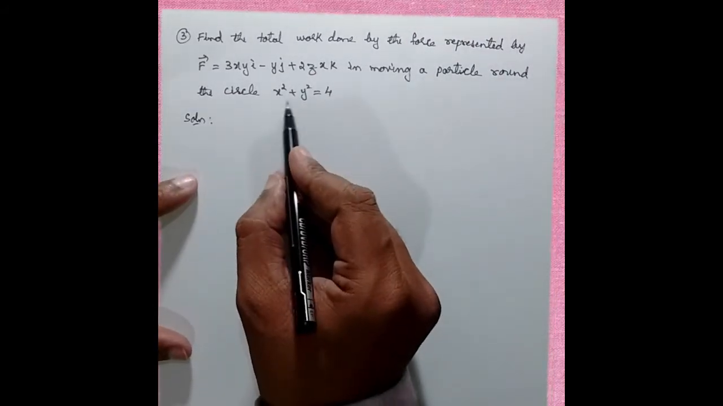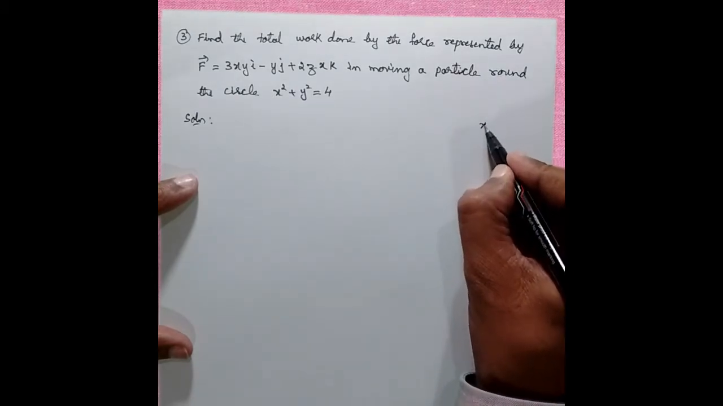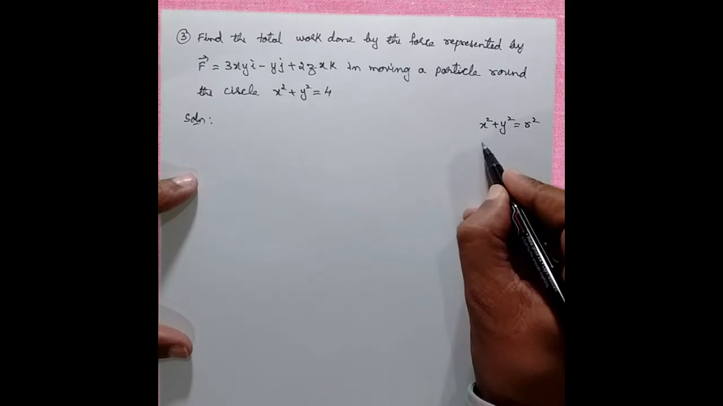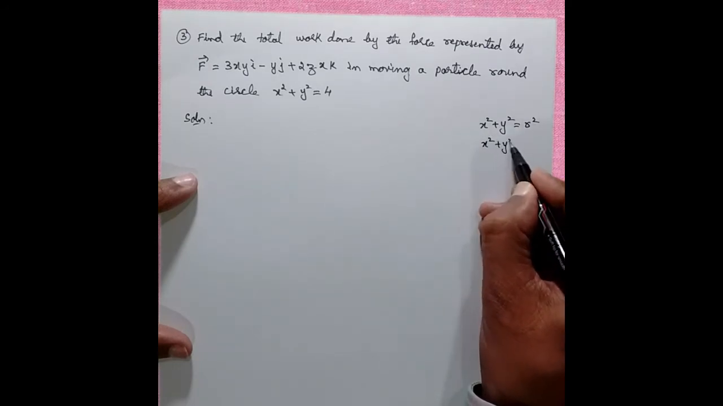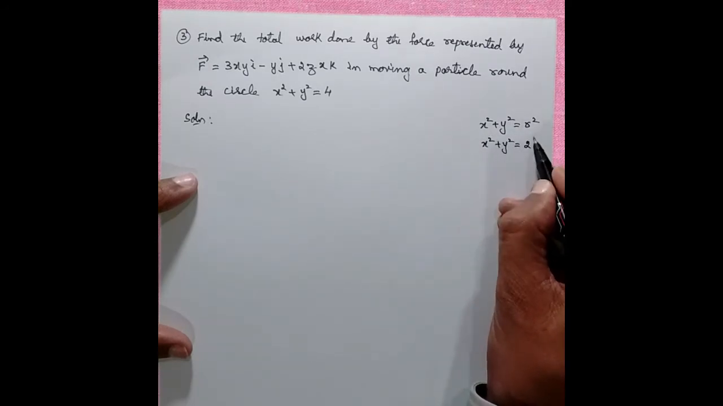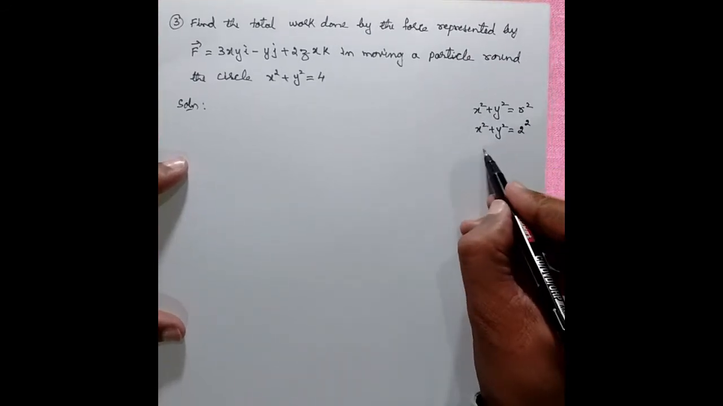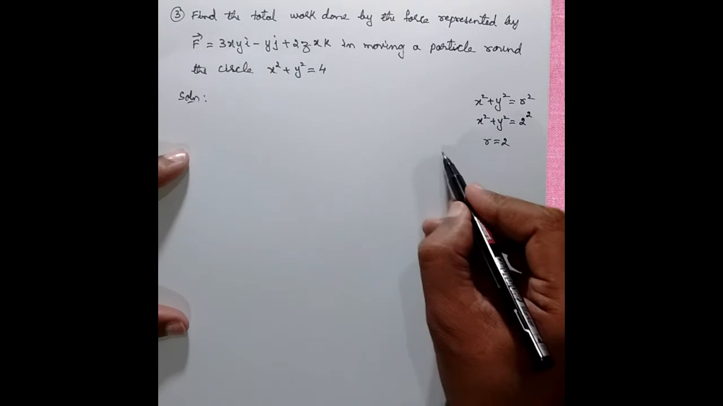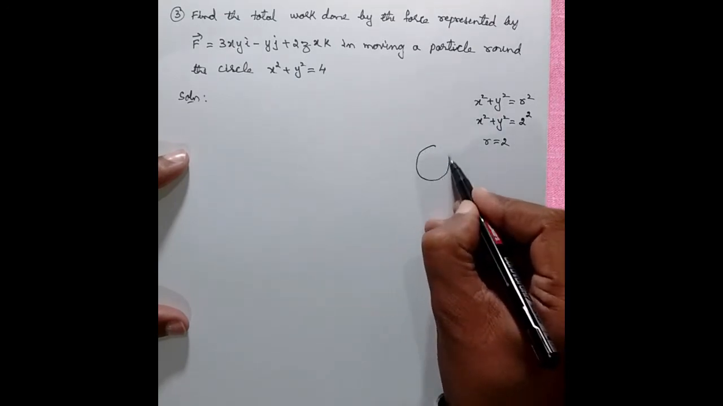So the circle is given x square plus y square. The general equation of the circle is x square plus y square equals r square. So here it is given x square plus y square equals 4. You can write 4 as 2 square. Therefore the radius is 2.